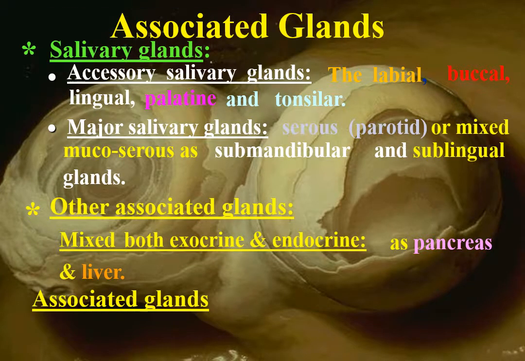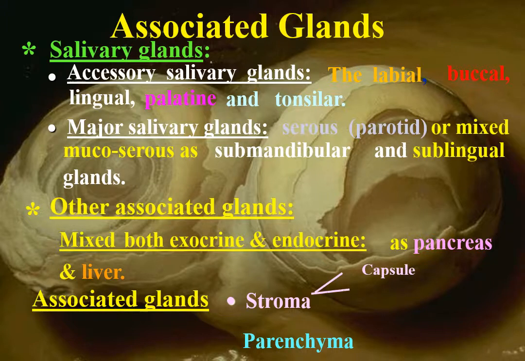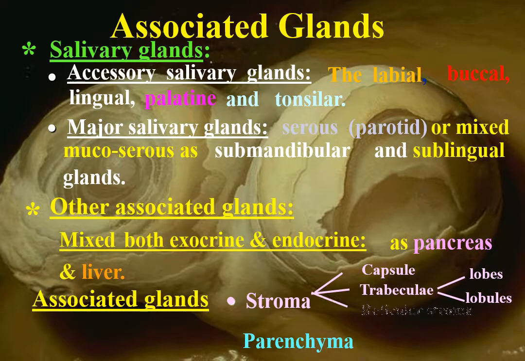Associated glands are formed of connective tissue stroma and parenchyma. Stroma is made of capsule, trabeculae dividing the gland into lobes and lobules, and reticular stroma. Parenchyma consists of ducts carrying secretion to different sites of the body and cells arranged in cords or acini for forming the different types of secretion.